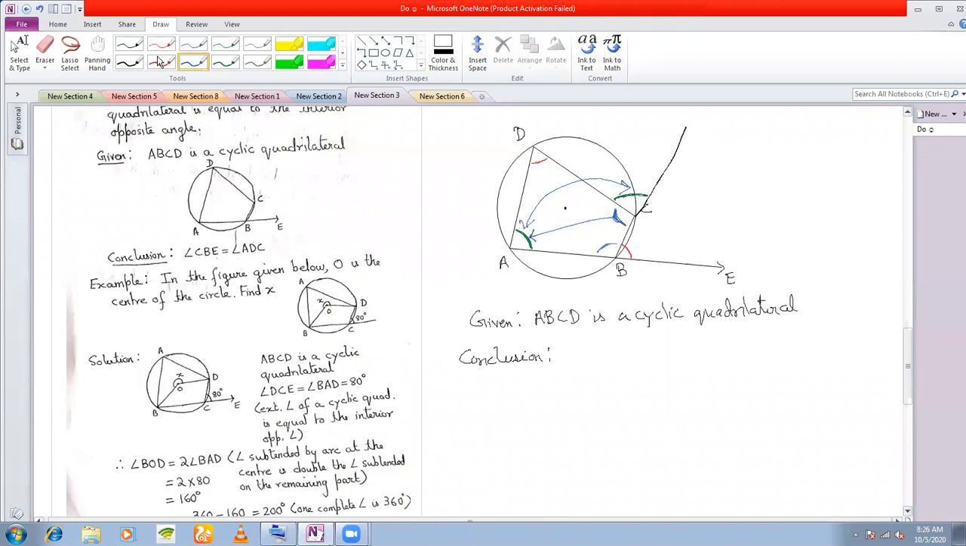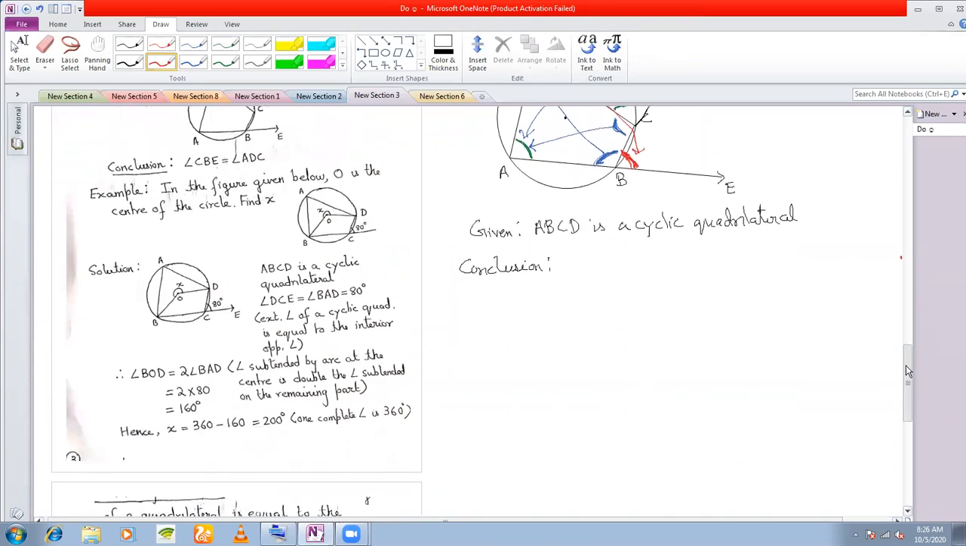Similarly, if you have this red angle as your exterior angle, its corresponding interior angle is this blue angle, and the angle opposite to this blue angle is this one. Therefore, these two must be equal. This is how we decide which one is the interior opposite angle. Any question related to this interior opposite angle? No, sir.